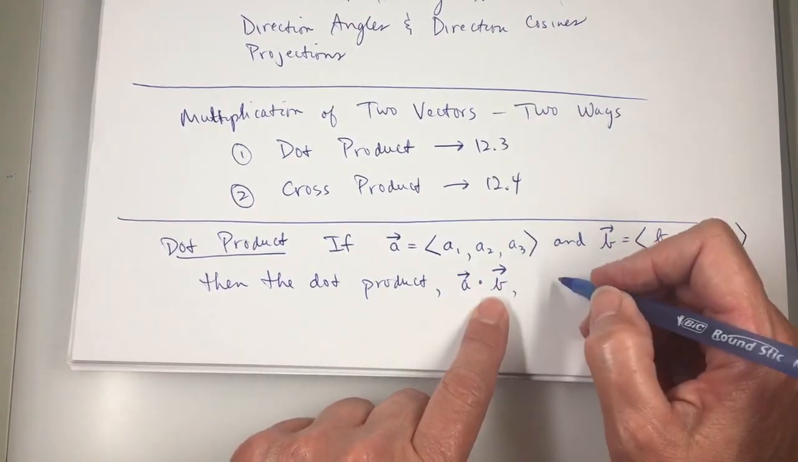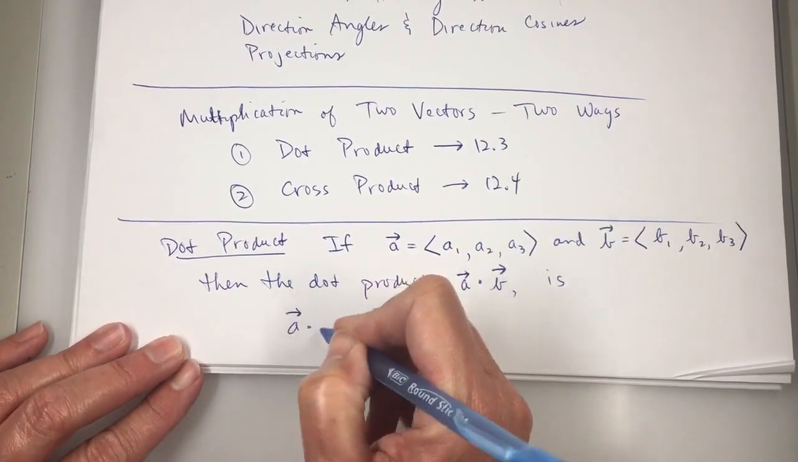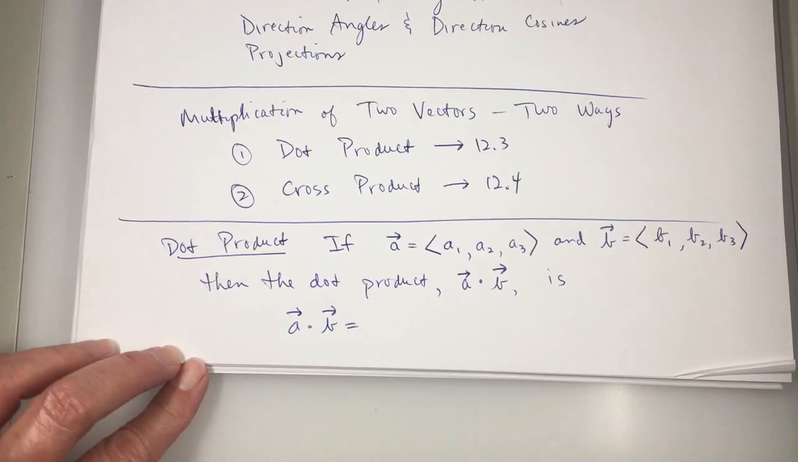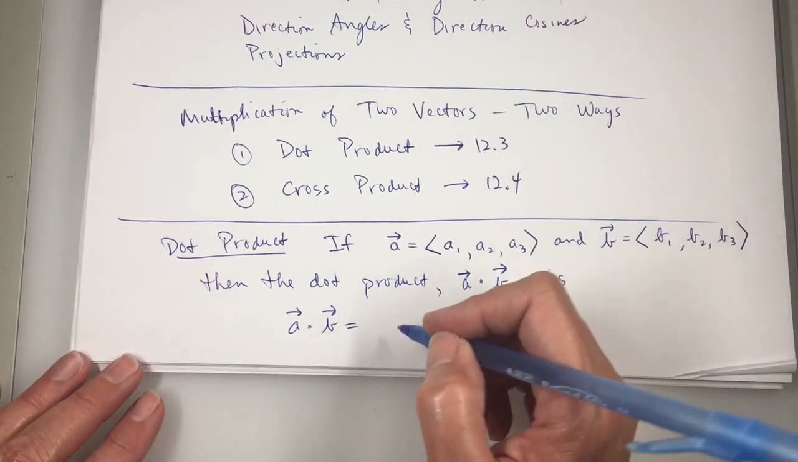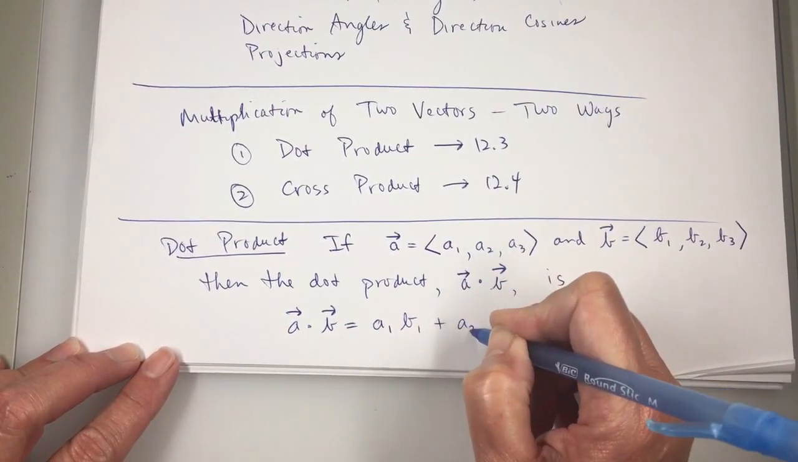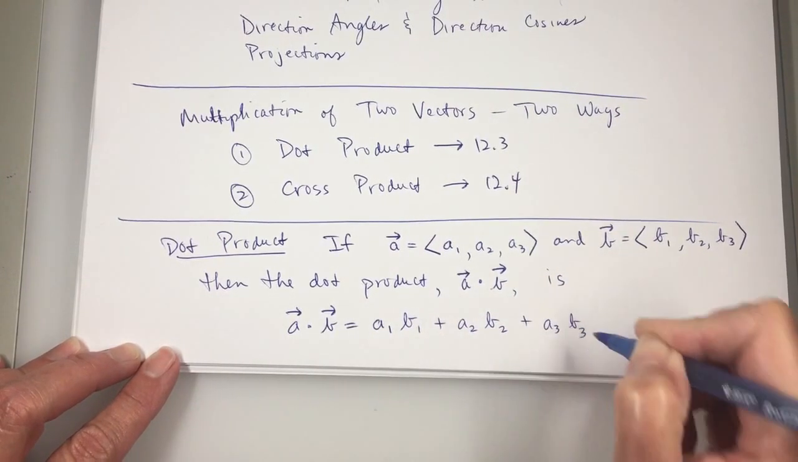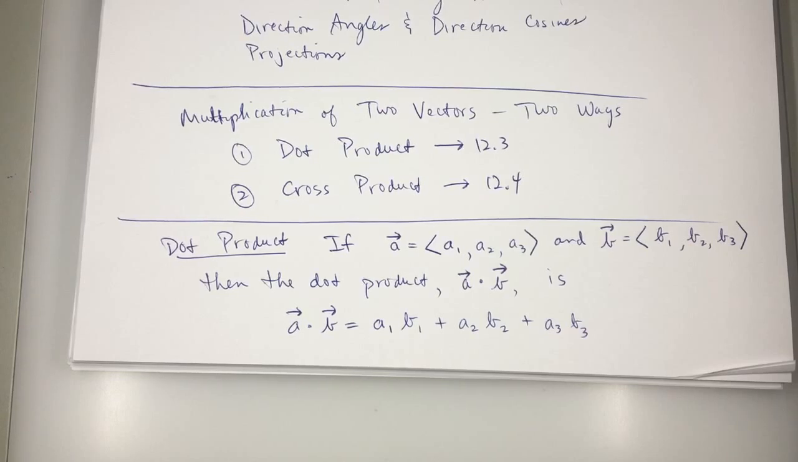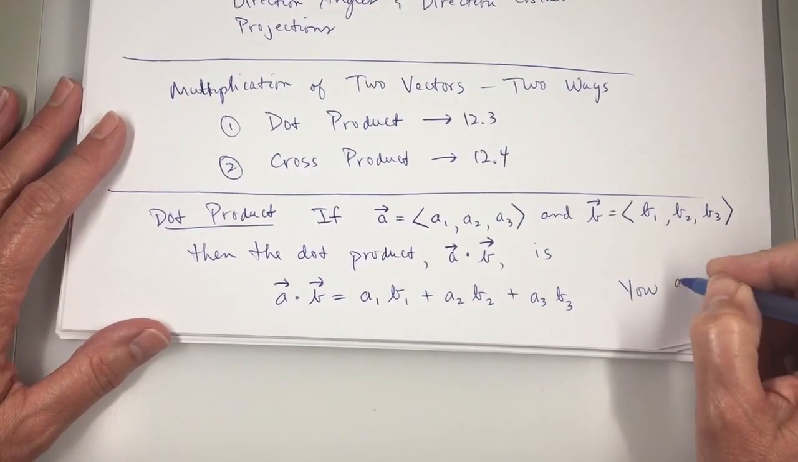Here's how we'll denote it. A dotted with B is going to be a scalar. You're going to get a number, and it's going to be A1 times B1 plus A2 times B2 plus A3 times B3. So whatever that number is, there's the dot product. And again, it is a scalar. So I'll put that on the side. You get a scalar.